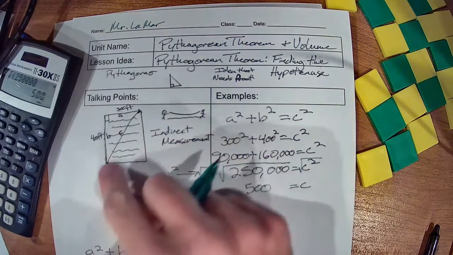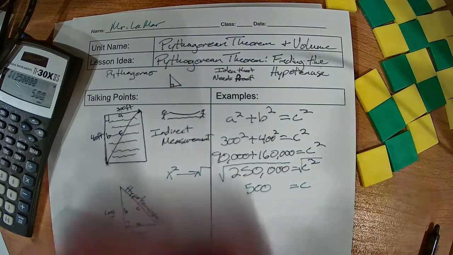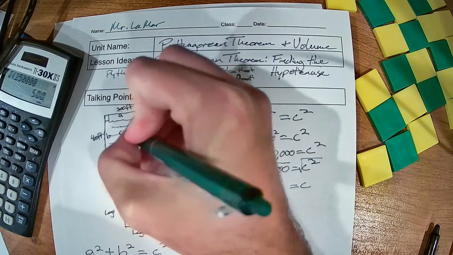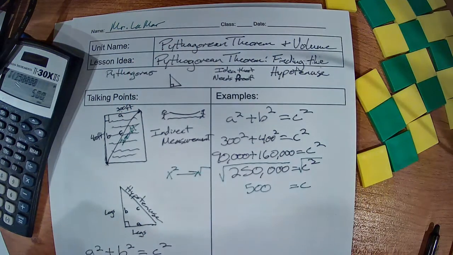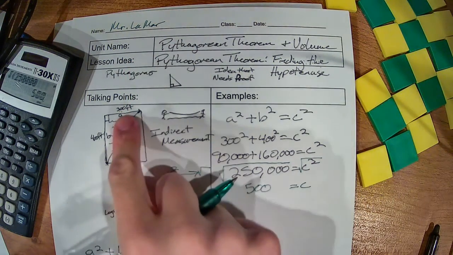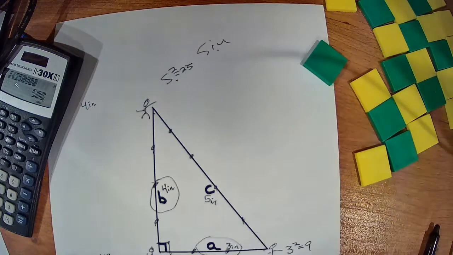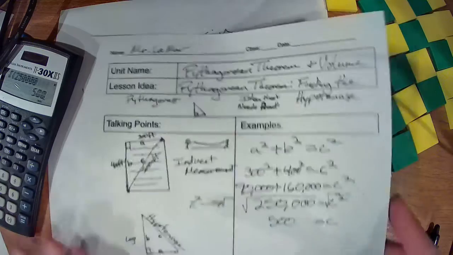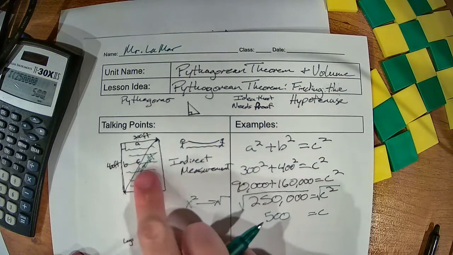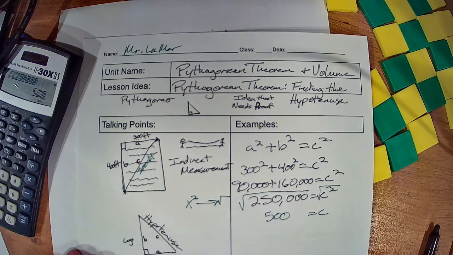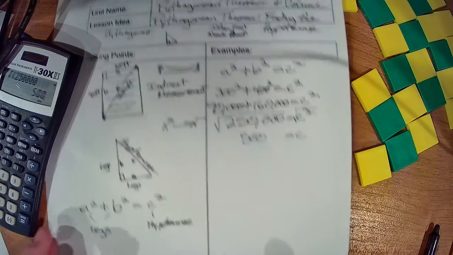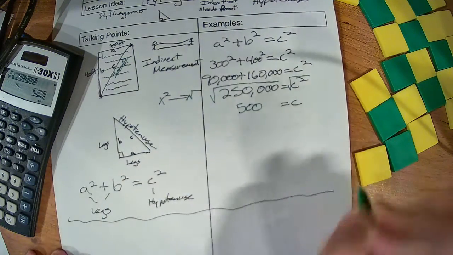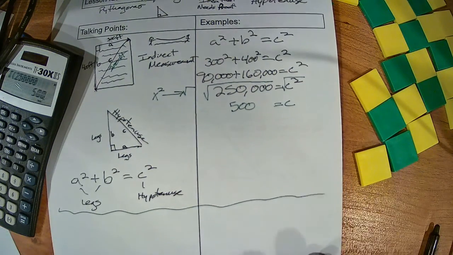So the distance across your gigantic swimming pool is 500 feet. Hopefully this looks familiar. Notice our original triangle that we used was 3 inches by 4 inches by 5 inches. All I did was multiply those by 100 to get this next example. It works. Let's try another one. Let's try an example like this.